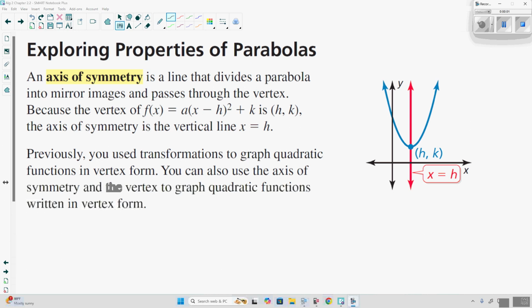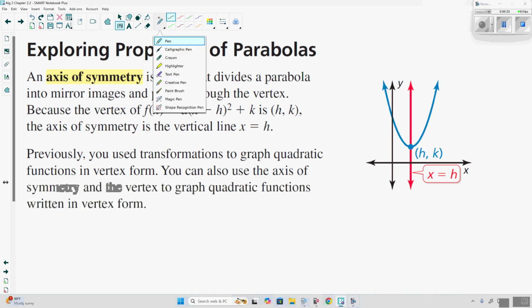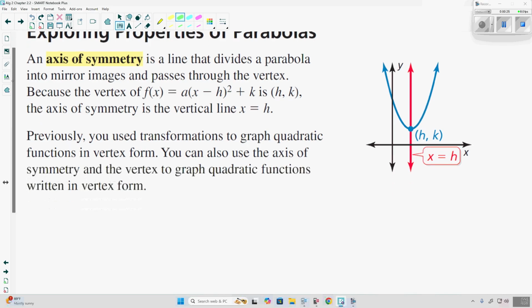Let's go on and get started with this here. Our 2.2 notes. So again, we're still continuing on parabolas, our quadratic equations. And we're going to be looking at key points or key parts of the parabola. Now, the first equation we're going to look at is vertex form.